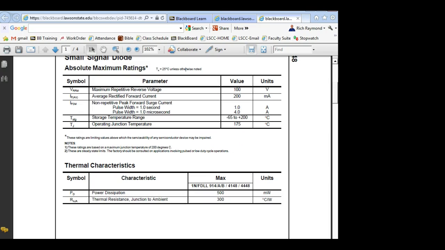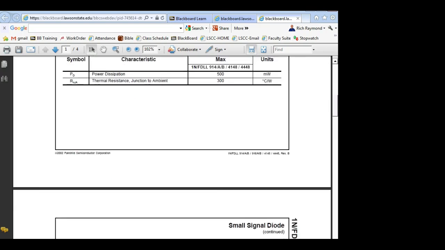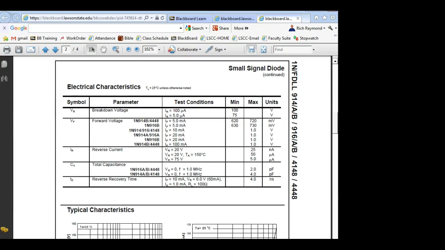What we're going to do is look at, we're not looking at thermal. What we're looking for is the operating characteristics, the electrical characteristics. So this is what we want to operate in right here.